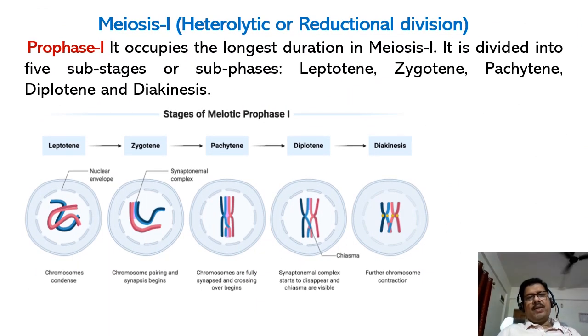Meiosis I is also called heterotypic or reductional division. The first phase is prophase I. It occupies the longest duration in meiosis I, and it is divided into five substages or subphases: leptotene, zygotene, pachytene, diplotene, and lastly diakinesis.